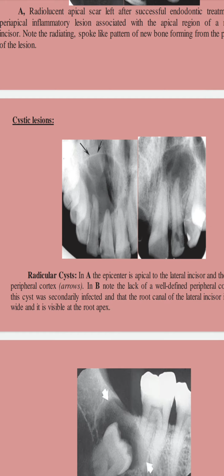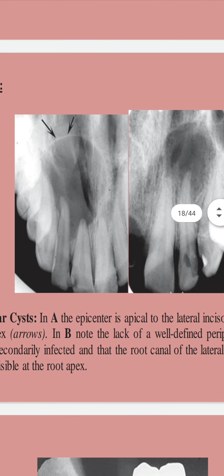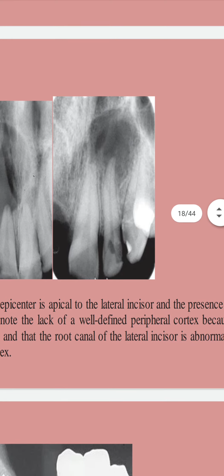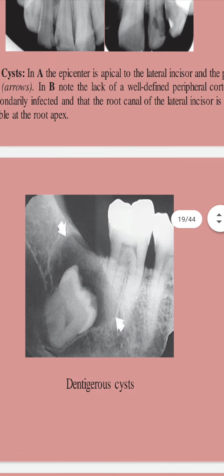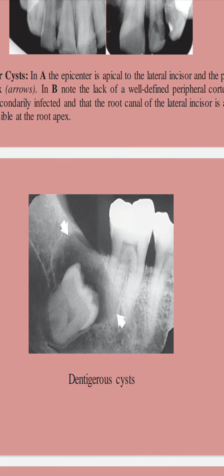Now we discuss cystic lesions. The cyst has a well demarcated boundary and it's loculated, with a well demarcated boundary, as in this cyst. This cyst includes the root apex, therefore it's called a radicular cyst. This type of cystic lesion is called a dentigerous cyst, which involves the crown of impacted teeth.